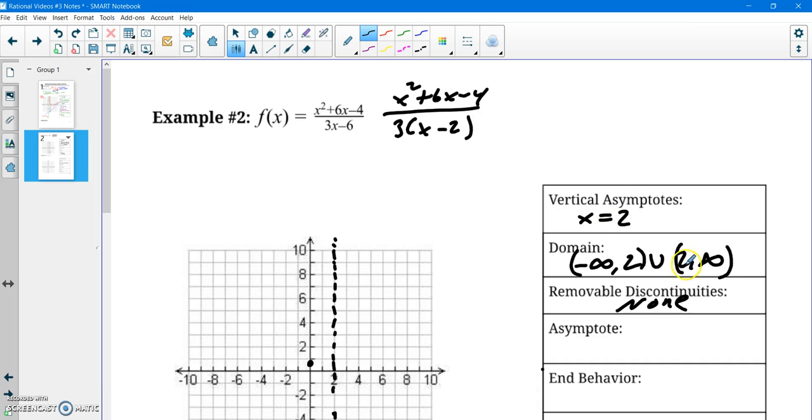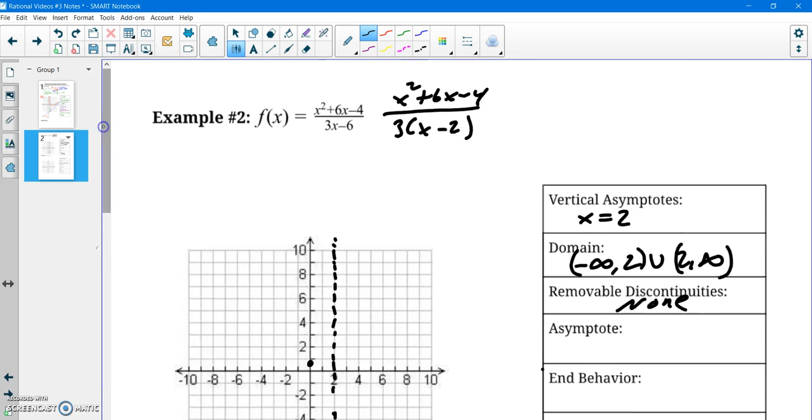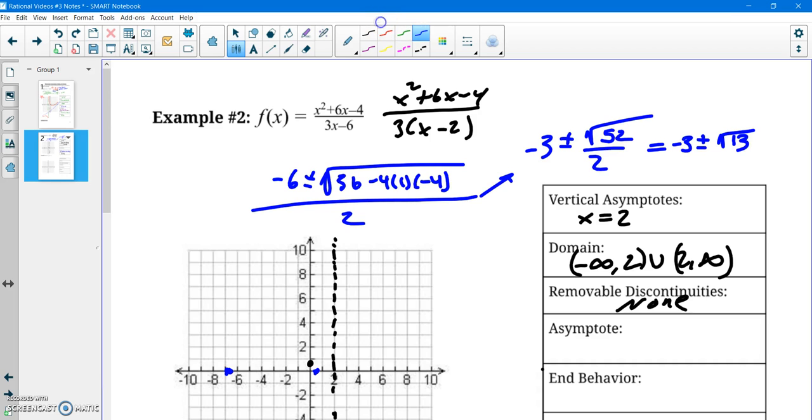So once I have my vertical asymptote and domain, there's no hole. Figured out my y-intercept. Figure out my x-intercept. I'm going to have to do quadratic formula again. Pause and do that real quick. So you finish up your quadratic formula by setting the numerator equal to 0 to find our x-intercept. Simplified, you get those.